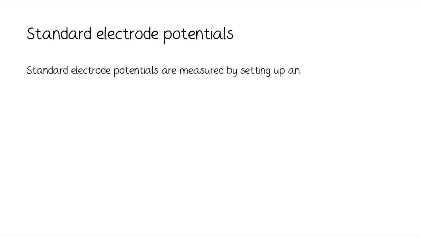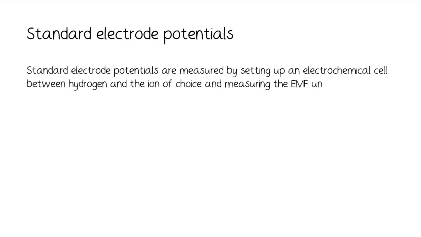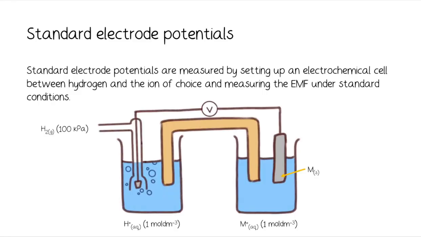So let's talk about how you actually would measure a standard electrode potential. You set up an electrochemical cell using hydrogen and the ion of choice, and then you measure the EMF under standard conditions. For example, if I have this metal M here, I connect a metal M half cell to a standard hydrogen electrode, and then I measure the voltage between them, provided that the conditions are met. So we've got 100 kilopascals of pressure, we've got 1 mole per decimeter cubed of both solutions, and it's happening at 298 Kelvin. Then and only then can I measure what the standard electrode potential of this would be.